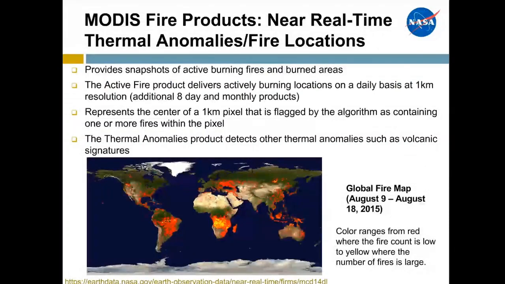Next, I will talk specifically about fire detection products. The MODIS Thermal Anomalies and Fire product provides snapshots of both active burning fires and burned areas globally. MODIS's mid-infrared band allows the instrument to identify the locations of thermal anomalies, thus active fires. This product provides unique dimensions such as a fire mask and a fire pixel table for each fire pixel. The fire pixel table characterizes 19 attributes for fire pixels, including maximum fire radiative power.